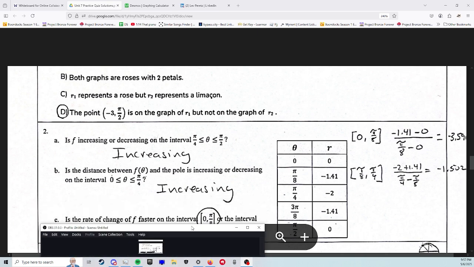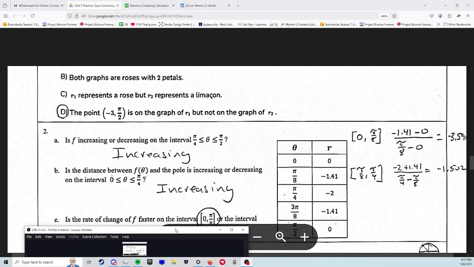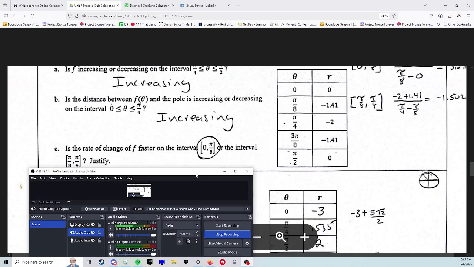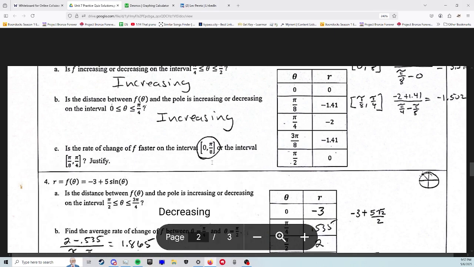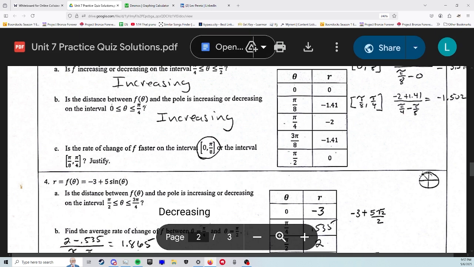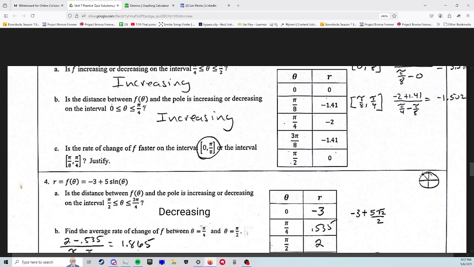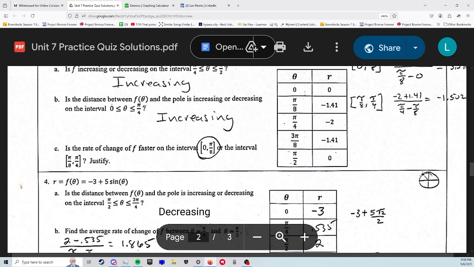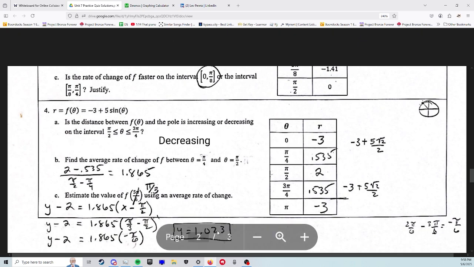And is the rate of change of f faster on the interval 0 through pi over 8, or the interval pi over 8 through pi over 4? Okay, they're both in between pi over 8 intervals. On which one does it go larger, 0 through negative 1.41 or negative 1.41 through negative 2? It's going to be 0 through pi over 8.